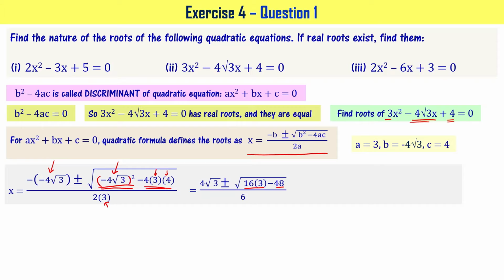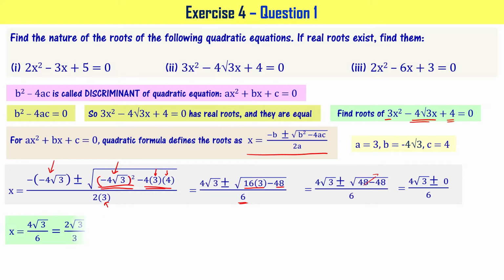So 2 times 3 is 6. Now you have 4 root 3 plus or minus square root of 48 minus 48 divided by 6. Square root of 48 minus 48 is going to be 0, right? So what you have now is 4 root 3 plus or minus 0 divided by 6. This can be simplified and written as 2 root 3 divided by 3, right?